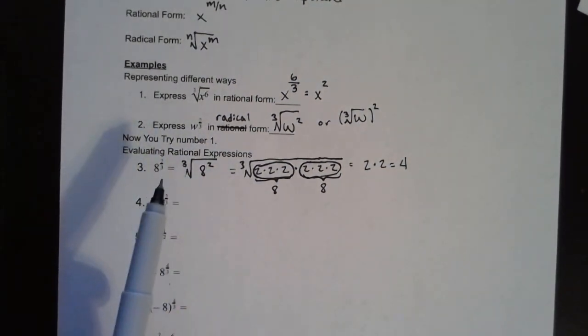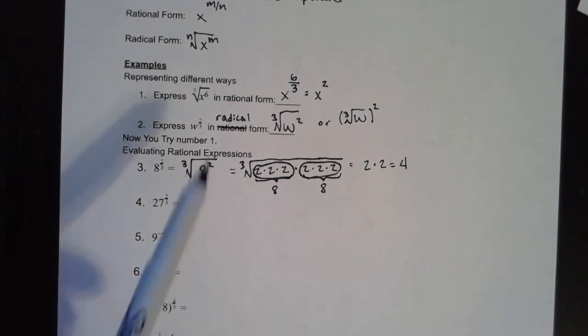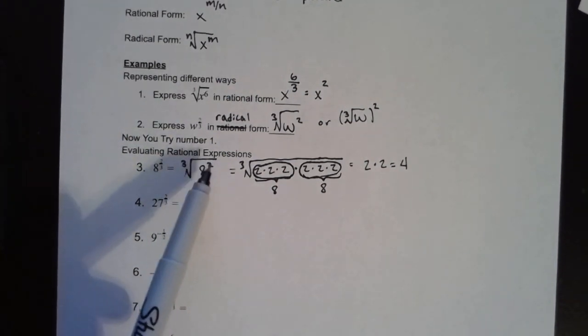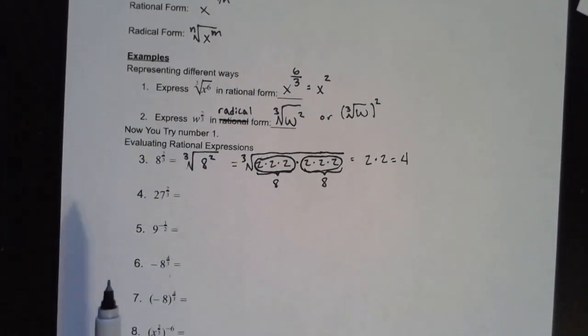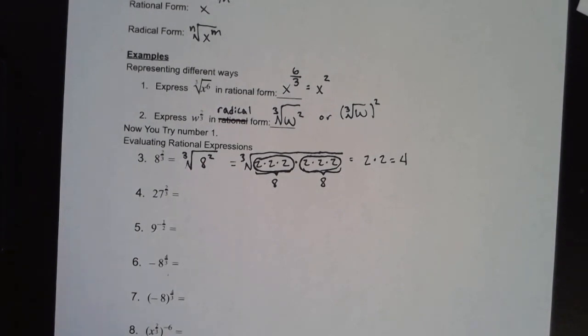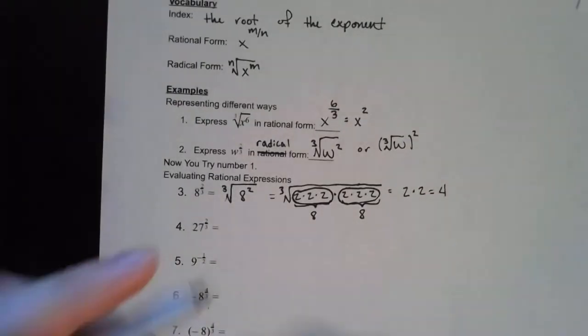So I did it that way because this is, I think, a pretty basic one for us to do the exponents inside first. But I think for most of these, you're better off doing the radical first, provided that it is something that can be perfectly rooted in that way.